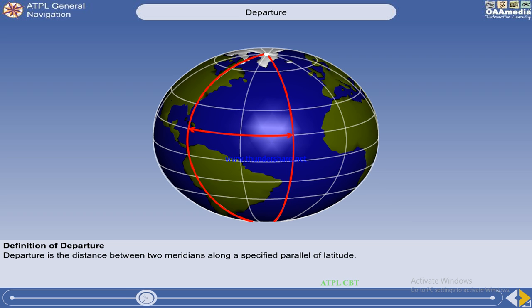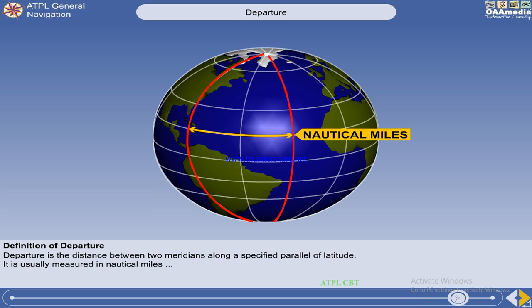So departure is always a rhumb line, the parallel of latitude. It's important to understand this. There will also be a great circle distance between 2 points, which will be shorter, but this is not departure. It's also possible to calculate either the rhumb line or the great circle distance between 2 points not at the same latitude, but these are not departure either. It has to be along the parallel of latitude to meet the definition. It's usually measured in nautical miles, but it could be in kilometers.